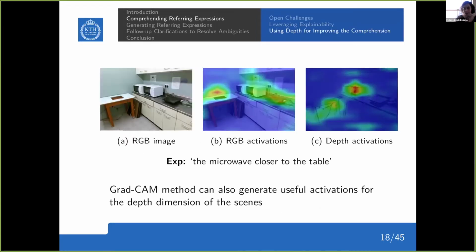We observed that GradCam is also applicable for the depth dimension of the data, the depth features, the depth channel of the data. Here, this is the RGB image, and the expression is the microwave closer to the table. And in the RGB image, the activations are this one, and the depth activations are also still feasible to contribute to output predictions.